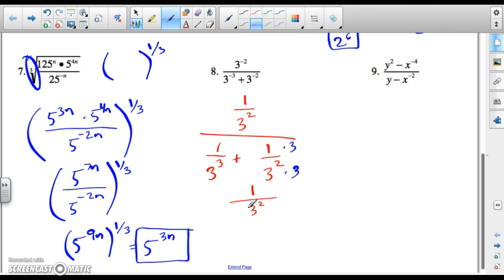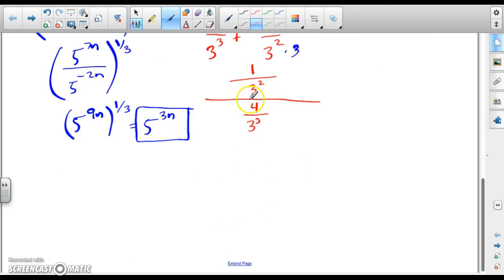1 over 3 squared over, now we combine 1 plus 3, that'll give us 4 over the common denominator of 3 cubed. Fraction divided by fraction is the same thing as taking the numerator and multiplying the denominator's reciprocal, 3 cubed over 4. From there we see there's 2 3's here and there's 3 3's there, so we'll be left with 1 3. So our answer is just going to be 3/4.